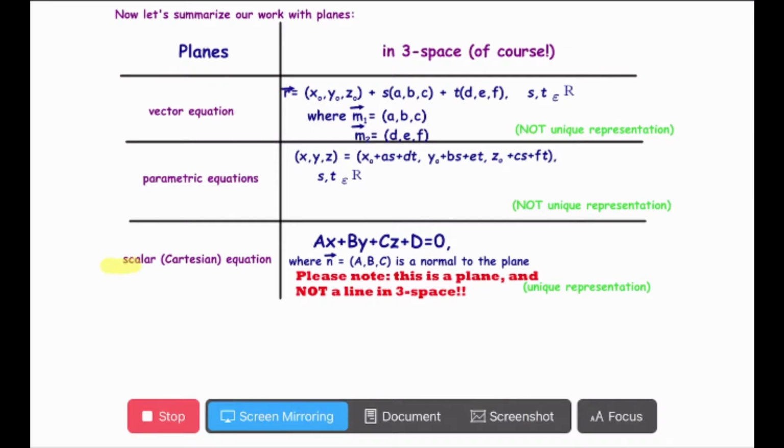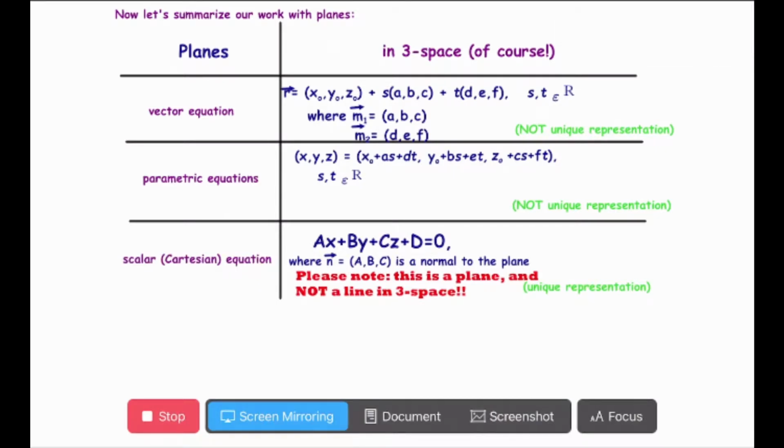And then finally, our scalar Cartesian equation, ax plus by plus cz plus d equals 0, where our ABC defines our normal vector. And remember, this is a plane, not a line in three space, which we just discussed, and this is a unique representation.